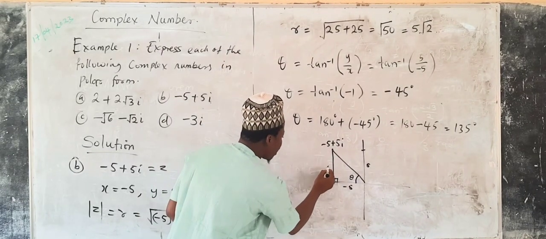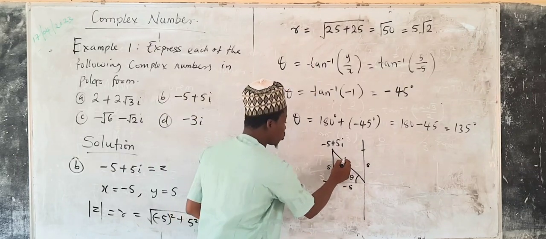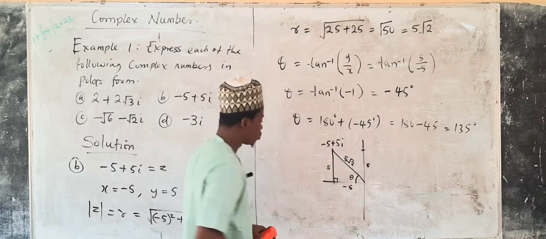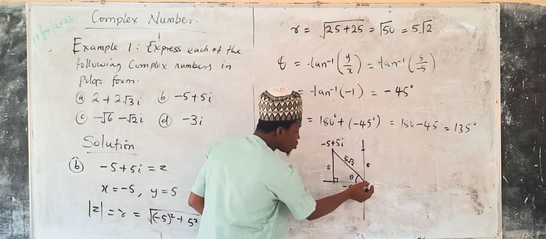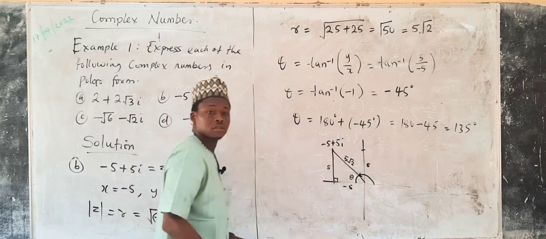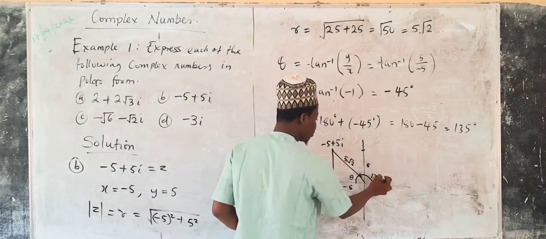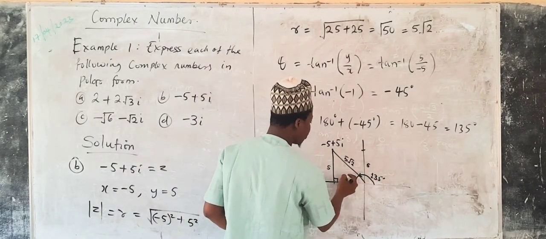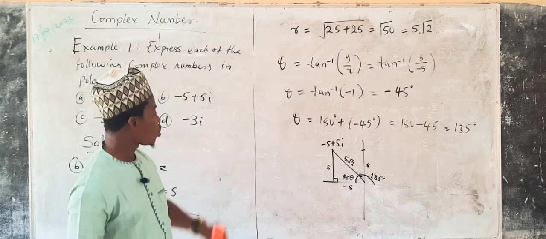So this is minus 5 plus 5i. Now, here is 5. From our calculation, this is the starting of the answer. So from here, this is the 135 degrees, and here is 45. Do you understand? So this is what we have.